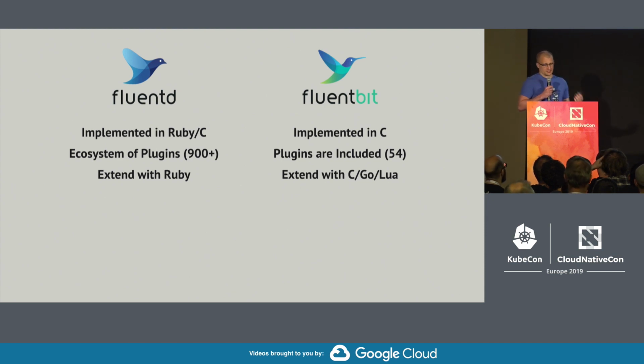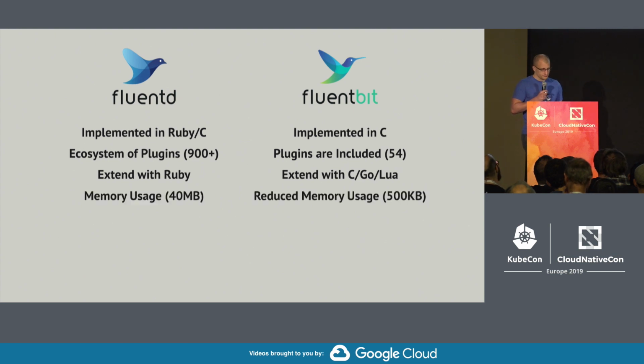Fluentd you can extend with Ruby really easily. Just write a class, and there's different extension points. Whereas with Fluent Bit, if you want first-class support for a plugin, you want to implement it in C. There are options for Go, and that's what we're going to be going into today. And then there's also some Lua capability as well.